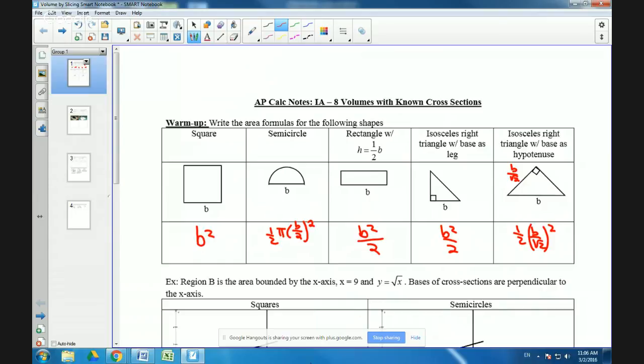The nice thing about a lot of these is that you can simplify them and they make really nice integrals in the end. So, for example, this one here: pi times b squared over 8. Okay, you have a constant, and all you're integrating is b squared. So it makes it really easy. How about this one? It's b squared over 4.